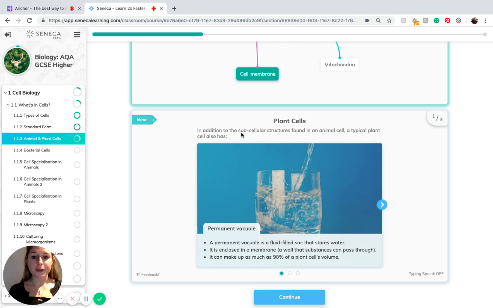Plant cells. So in addition to the subcellular structures which are found in an animal cell, a typical plant cell also has a permanent vacuole. This is a fluid-filled sac that stores water. It is enclosed in a membrane, a wall that substances can pass through, and it can make up as much as 90% of a plant cell's volume.